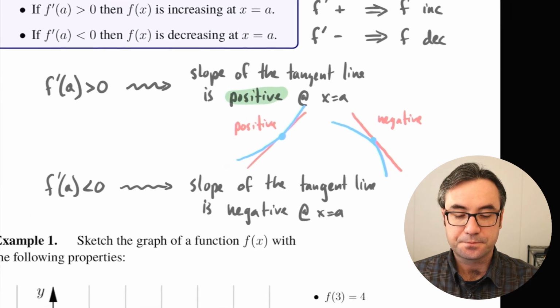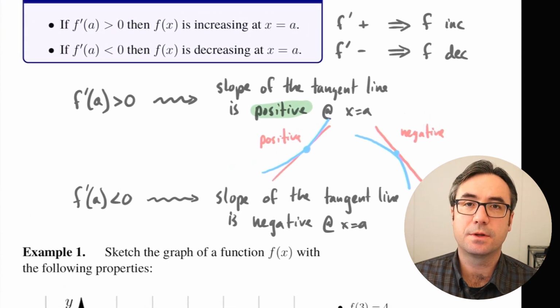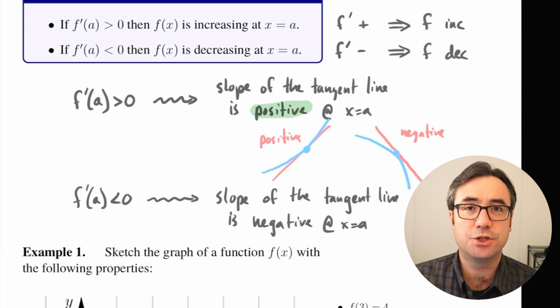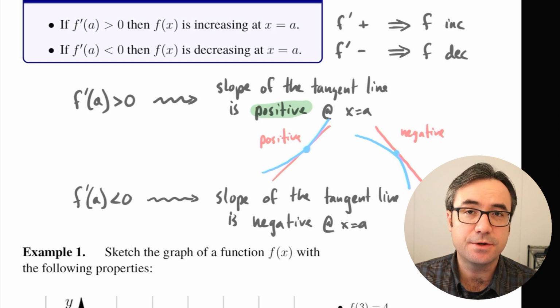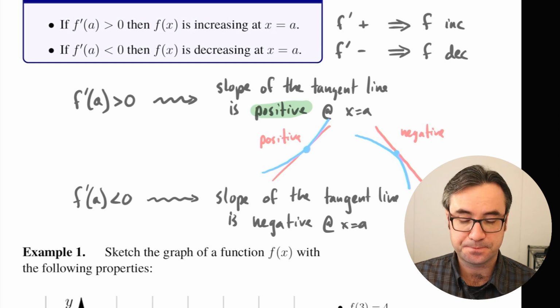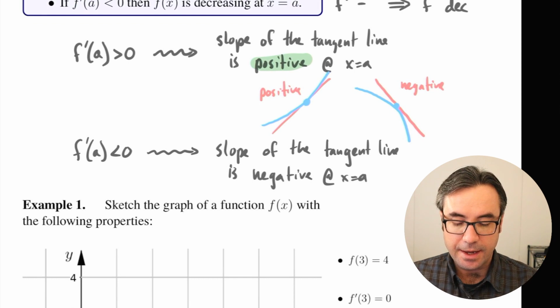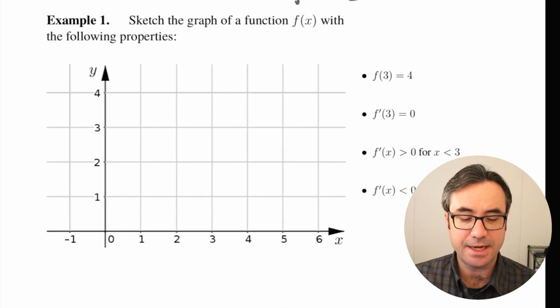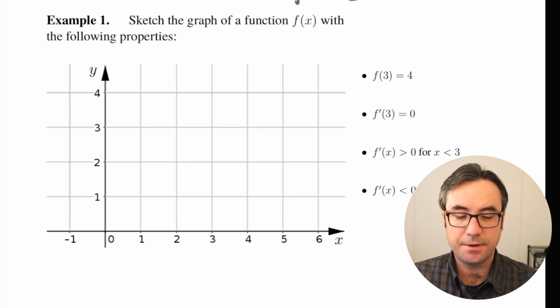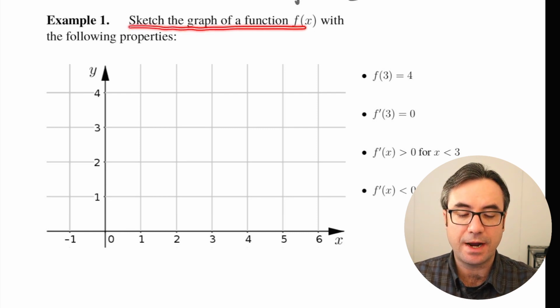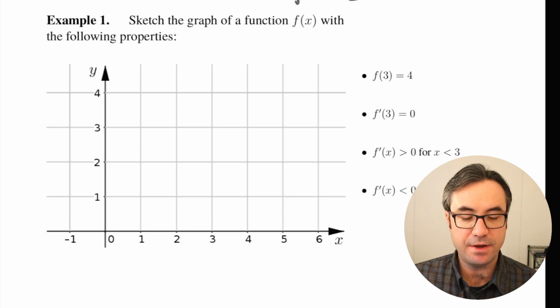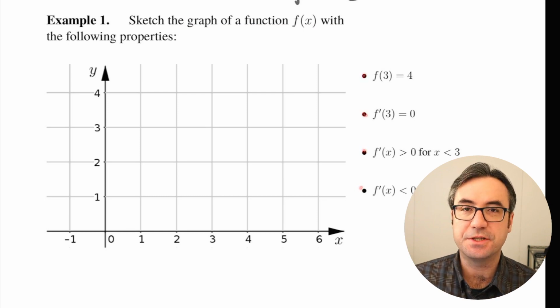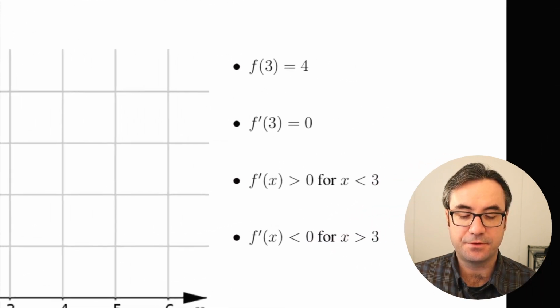So our first derivative really relates to the general trend of our function. Is the function moving up? Is it increasing, or is it moving down? Is it decreasing? And so let's try an example where we put all these pieces together. In this example, we're going to sketch the graph of the function, and we're given 4 different properties here that we're going to investigate. So let's look at the first one.